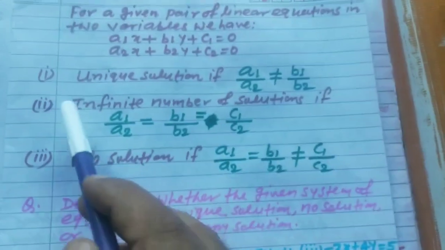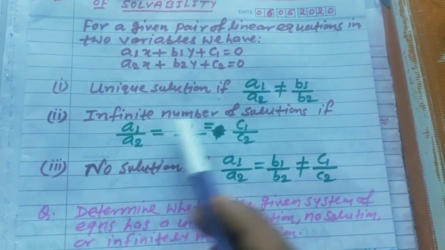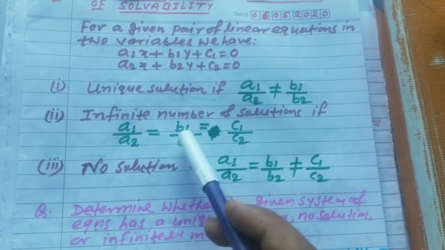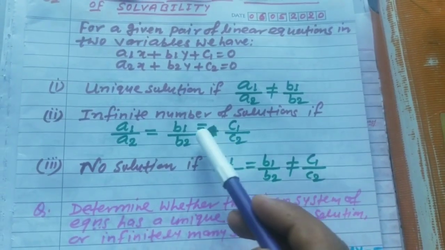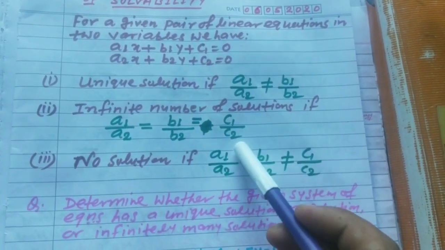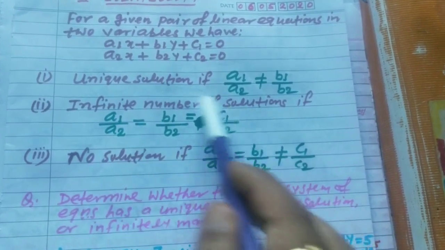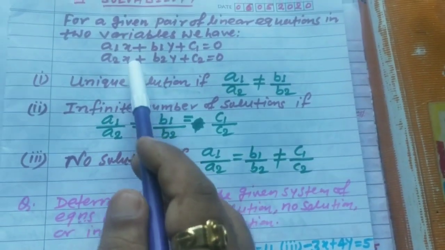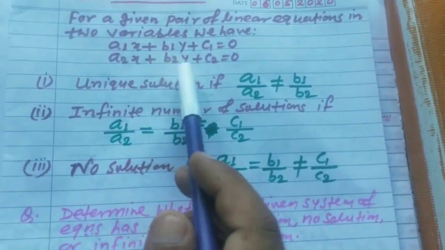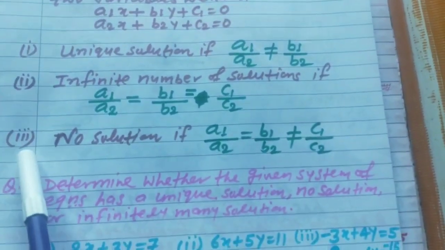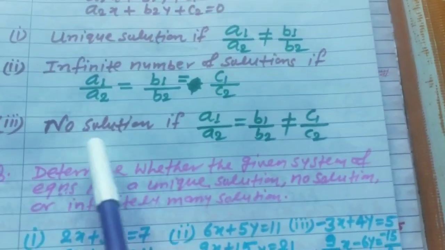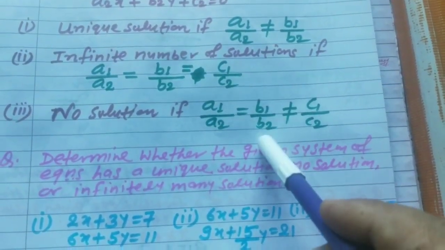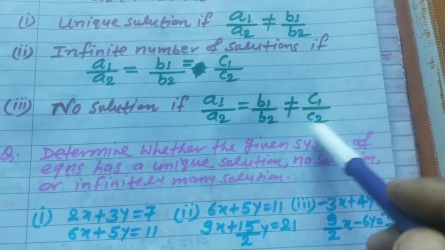Now for infinite number of solutions, the condition is a1 upon a2 should be equal to b1 upon b2, and it will also be equal to c1 upon c2. If these ratios are equal, then we can say that the given pair of system of equations has infinite number of solutions. And the third condition is for no solution: if a1 upon a2 is equal to b1 upon b2, and it should not be equal to c1 upon c2.